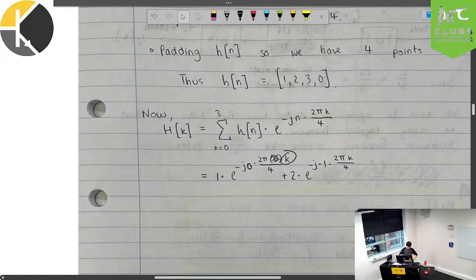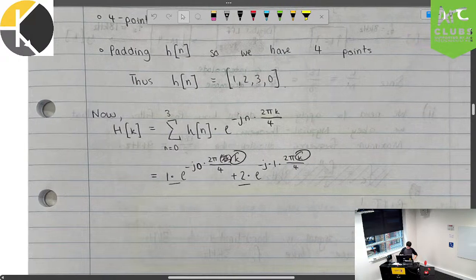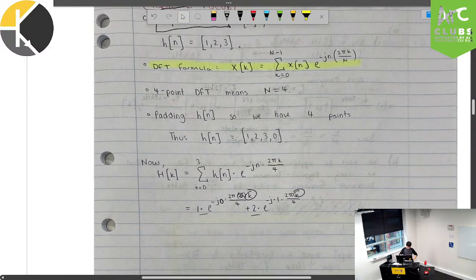So this goes to 0, this goes to 0, the entire exponents go to 0, and we only really need to consider the summation here. All right. So we have it.